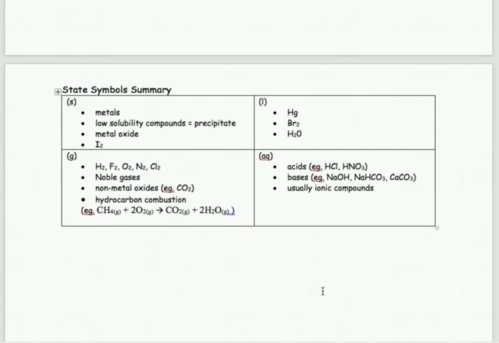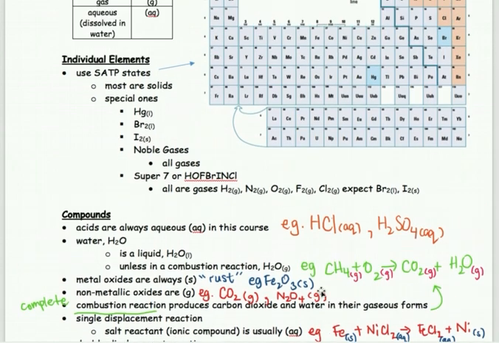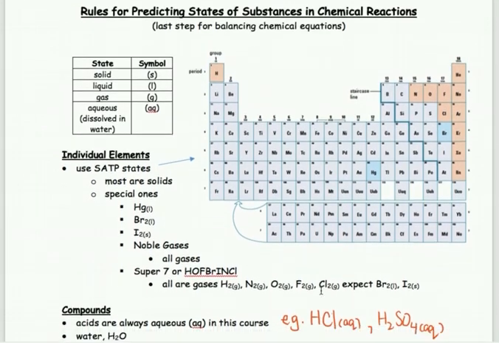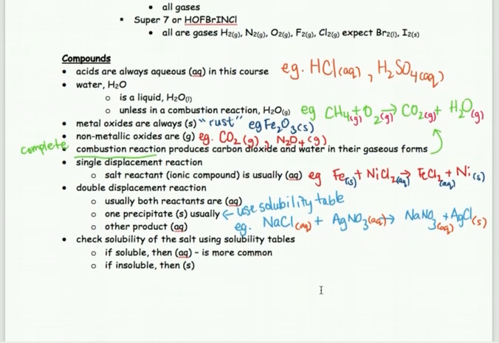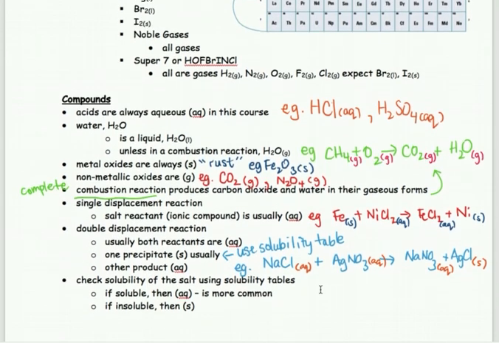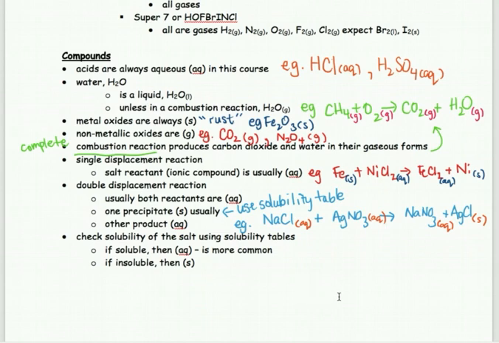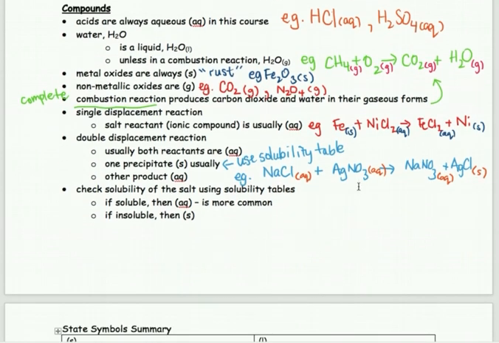Okay, so hopefully now you have a little bit of confidence with state symbols. And as we go through practicing more predicting products and balancing equations today, you should be able to assign a state symbol onto your chemical reaction equations.